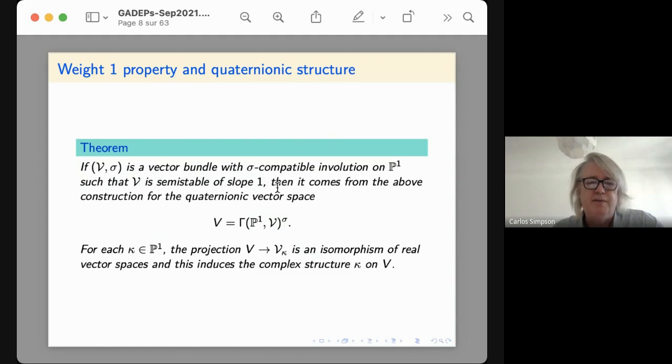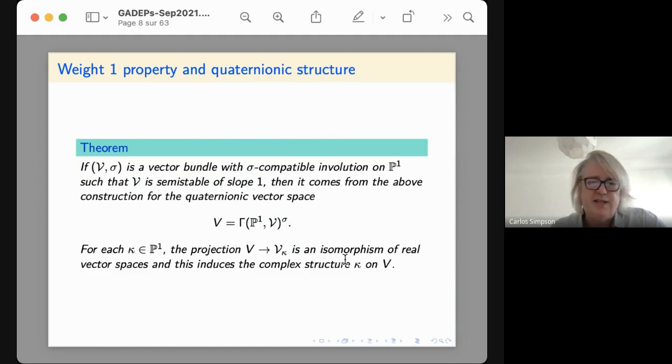Okay. Yeah, semi-stable of slope 1 plus the involution invariant. So since it's involution invariant, it means that something which is 0 at one of the points has to also be 0 at the antipodal point. Okay, and so you can see that that means that the map from V into any one of the fibers is actually an isomorphism of vector spaces, and that induces a complex structure on the real vector space.